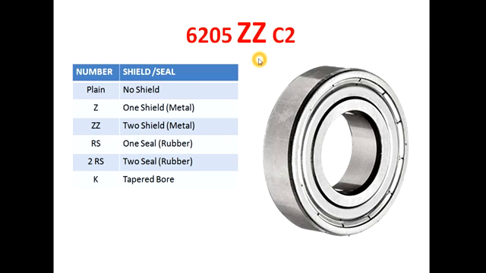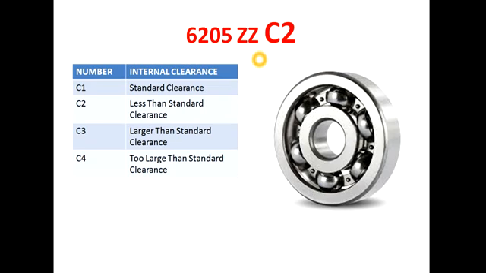Now we will move to the last number or digit. Here the last number indicates the internal clearance. If C1 is mentioned here, then it indicates the standard clearance in the bearing. If C2 is mentioned, then it indicates less than the standard clearance. If C3 is mentioned, then it indicates larger than the standard clearance. If C4 is mentioned, then it indicates much larger than the standard clearance.